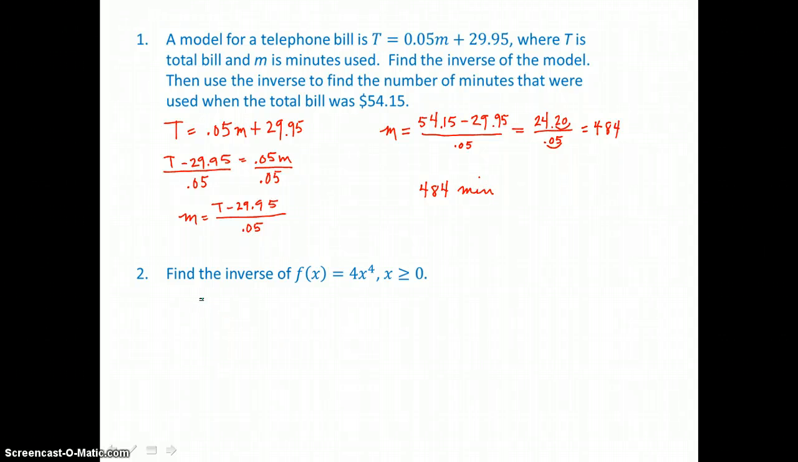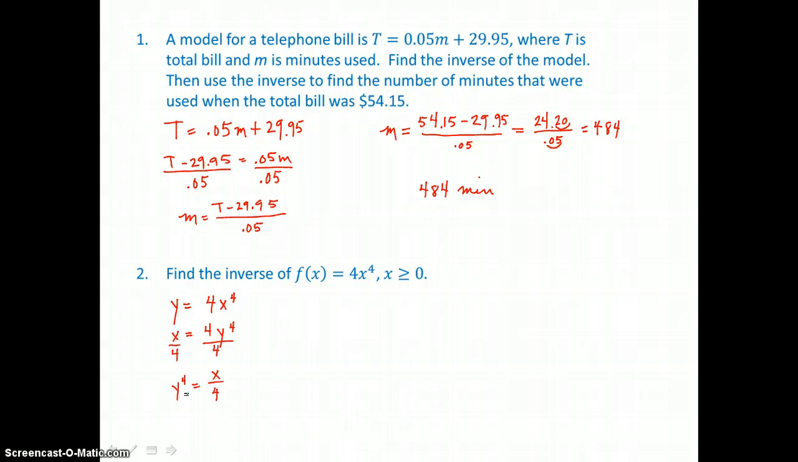Okay, in problem 2 on this page, we want to find the inverse of f. F of x is equal to 4x to the 4th power, and x is restricted to being greater than or equal to 0. So this is a function in x and y. So we will begin by switching our variables and then solving for y. So I'll start by dividing both sides by 4 to get y to the fourth power alone.